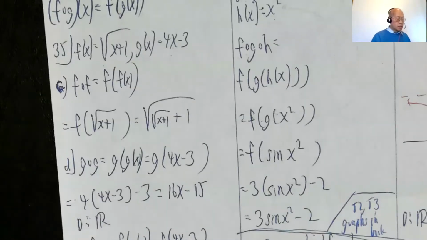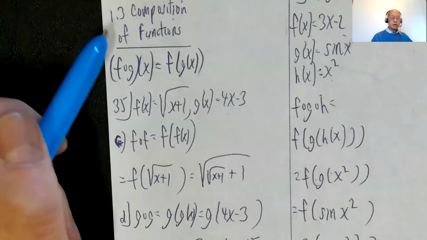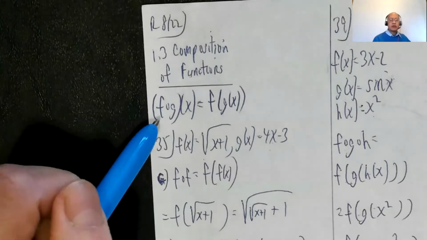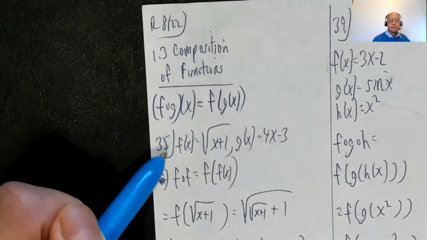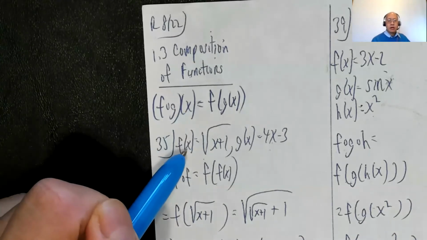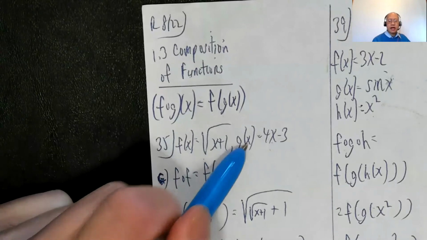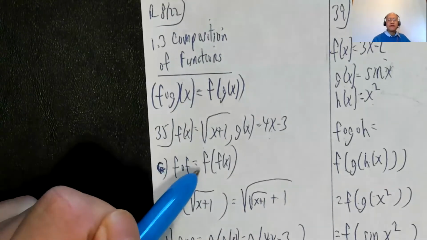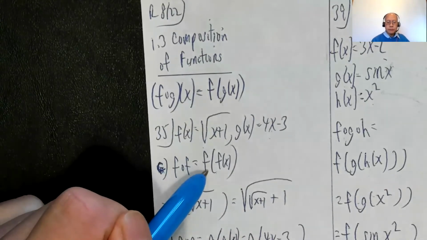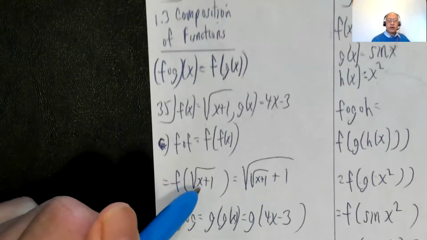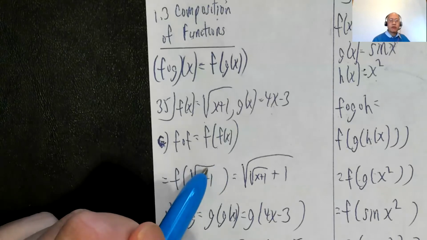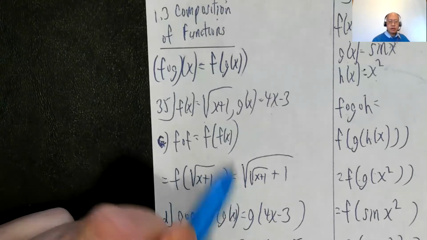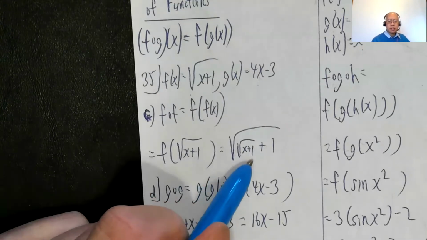All right, recall composition of functions. F circle g of x means f of g of x. So for 35, if f of x is that, g of x is that, f circle f means f of f of x, which is f of radical x plus 1, which is the square root of this thing plus 1, square root of radical x plus 1 plus 1.